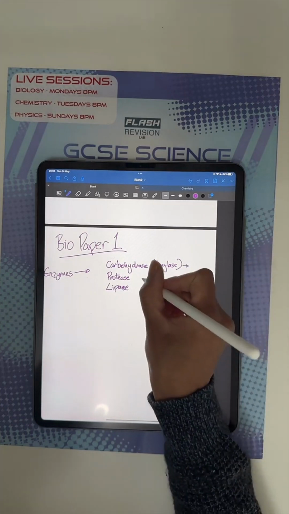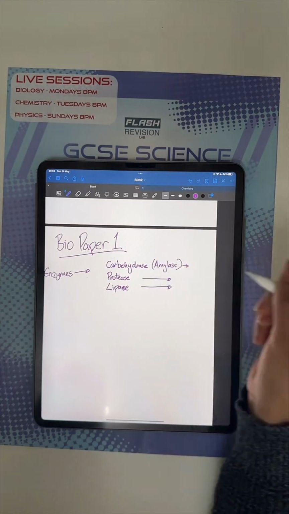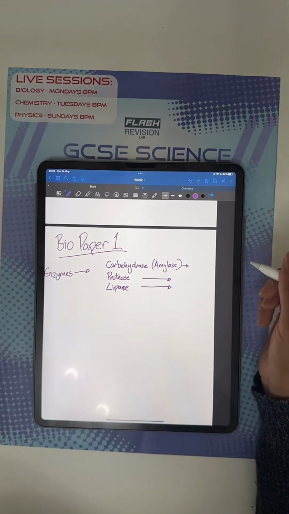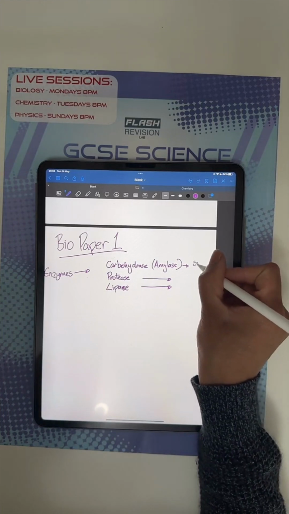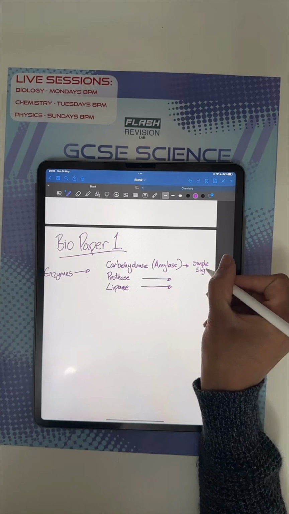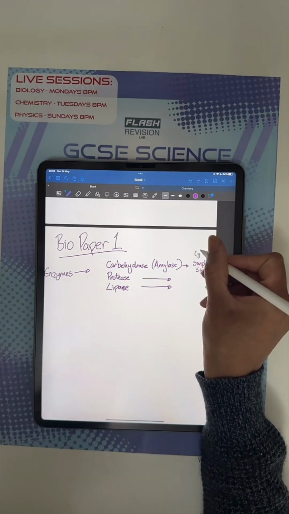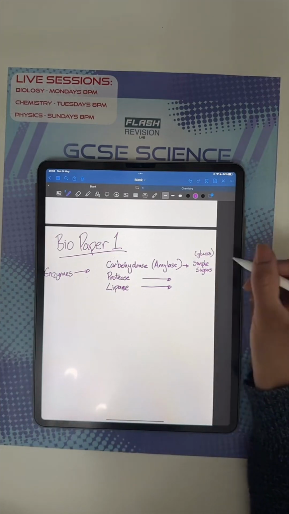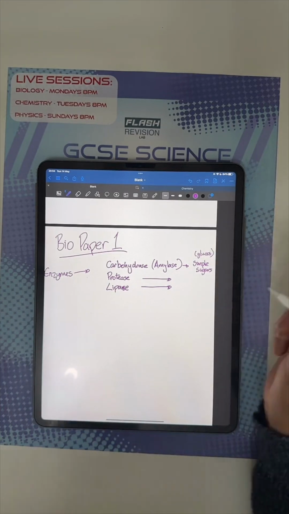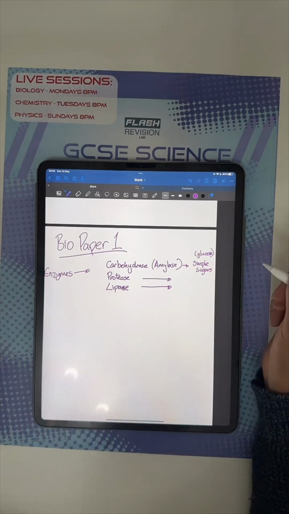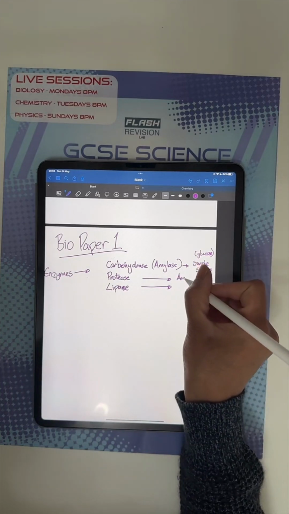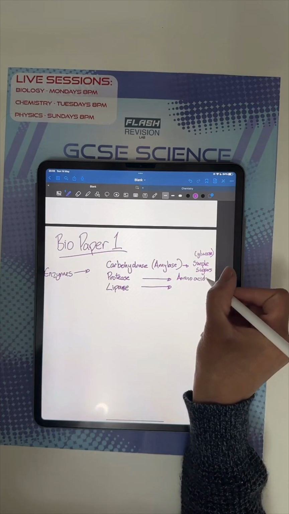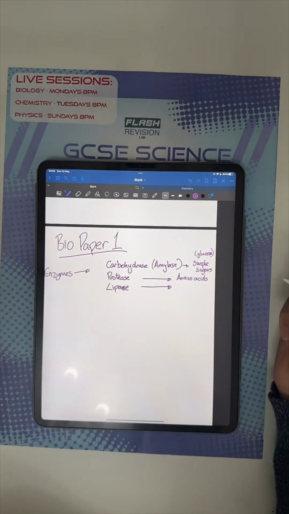What do they break down into? So carbohydrates, if you were to break down carbohydrates, what would that break down into? Carbohydrates into sugars. Yep, it breaks down into simple sugars. Amazing. Or glucose, you can say glucose as well. Protease breaks down proteins into amino acids. Good. And we got lipids or fats. What do fats break down into?